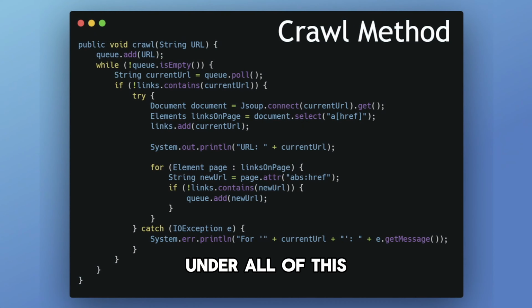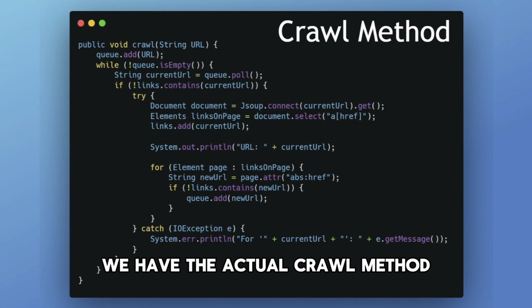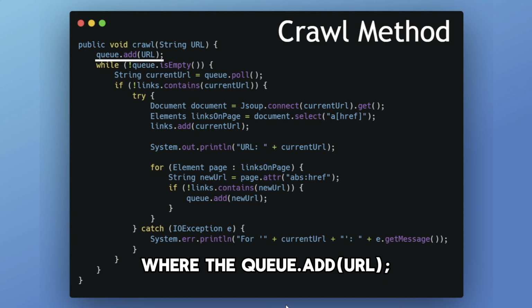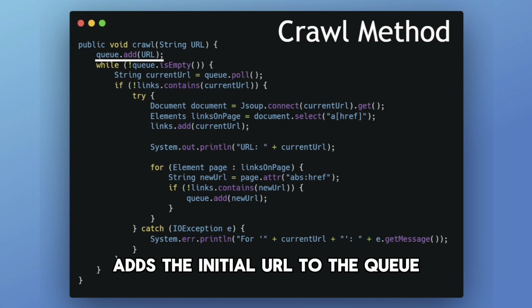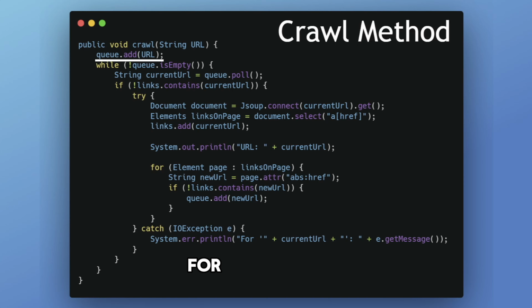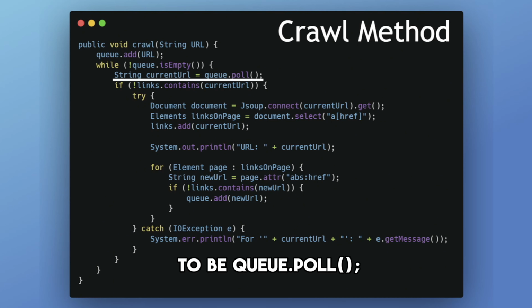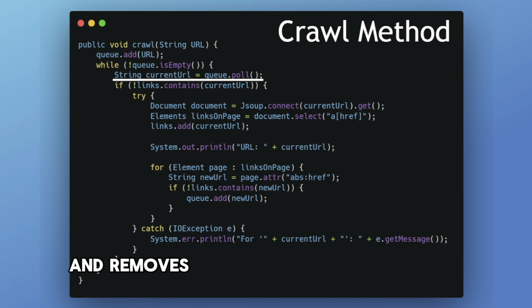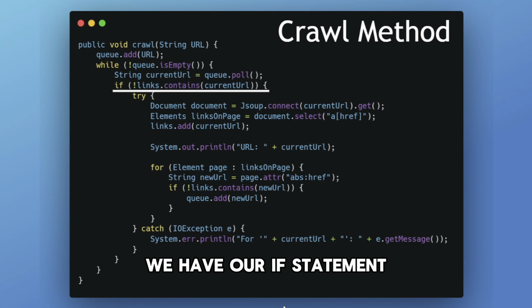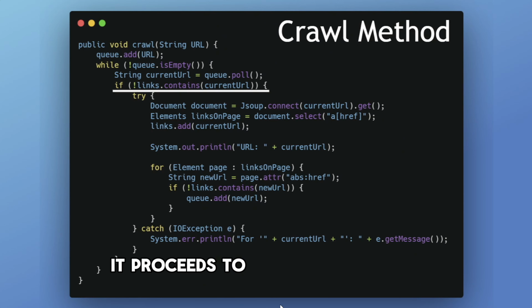Under all of this, we have the actual crawl method, where queue.add(url) adds the initial URL to the queue, with the website URLs for the crawler. Under that, we have a while loop, which continues as long as there are URLs in the queue to visit. Then we're setting the current URL to be queue.poll, which retrieves and removes the next URL from the queue. And under that, we have our if statement, which checks if the URL has already been visited, and if not, it proceeds to fetch and parse it.